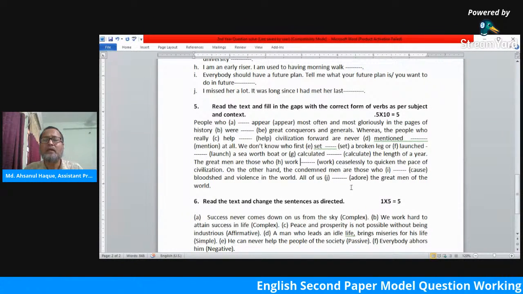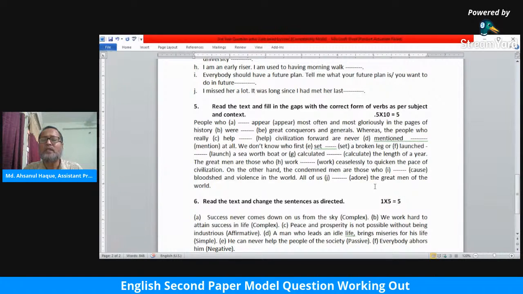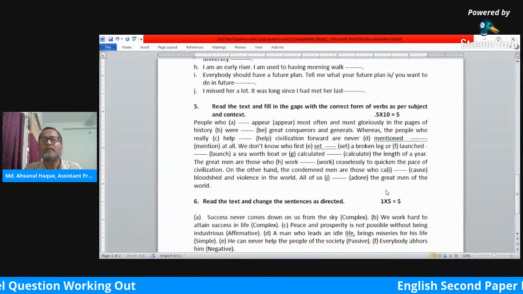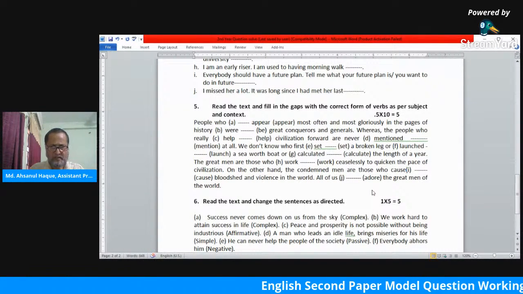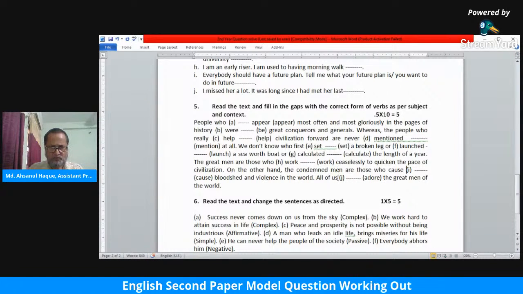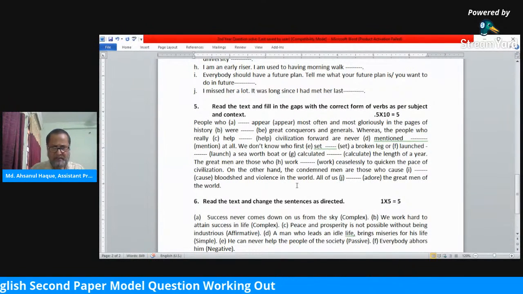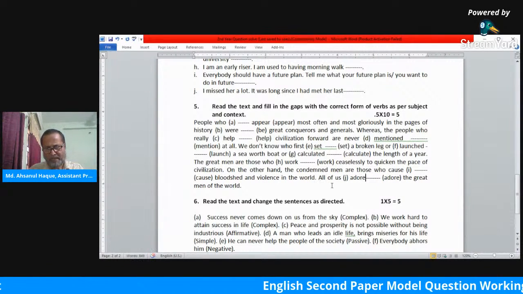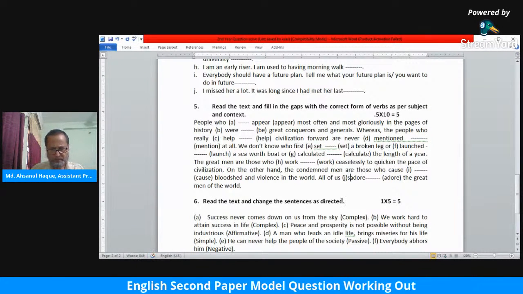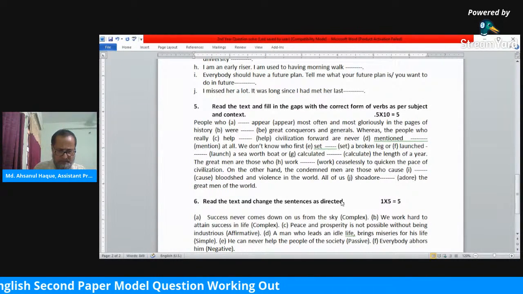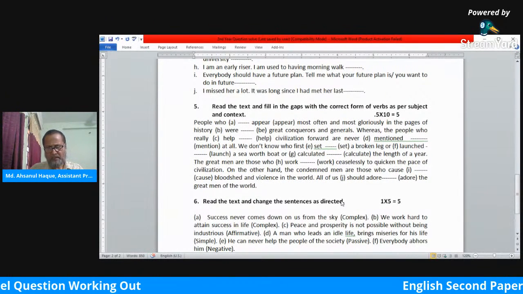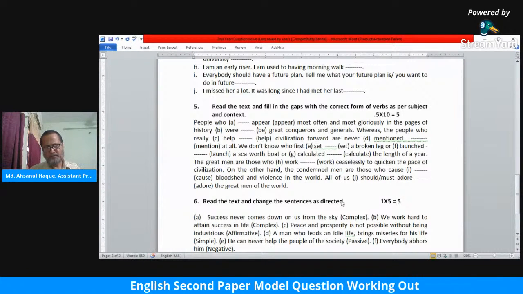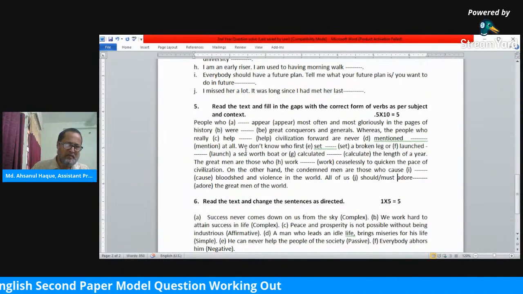Yes, all of us adore the great men of the world. All present indefinite because it's historical. Or we can say all of us should, or must. So I think the answer is very much clear before you.